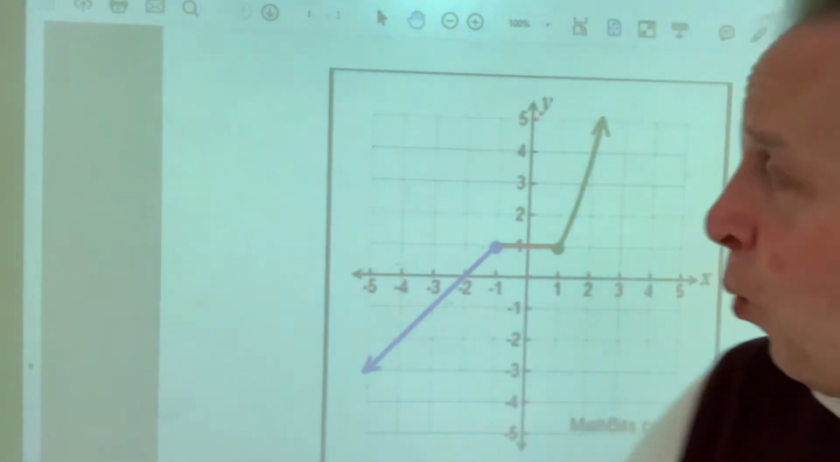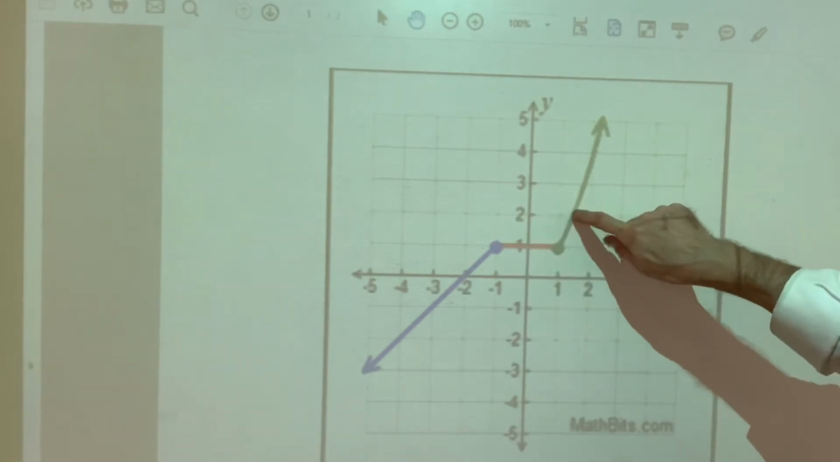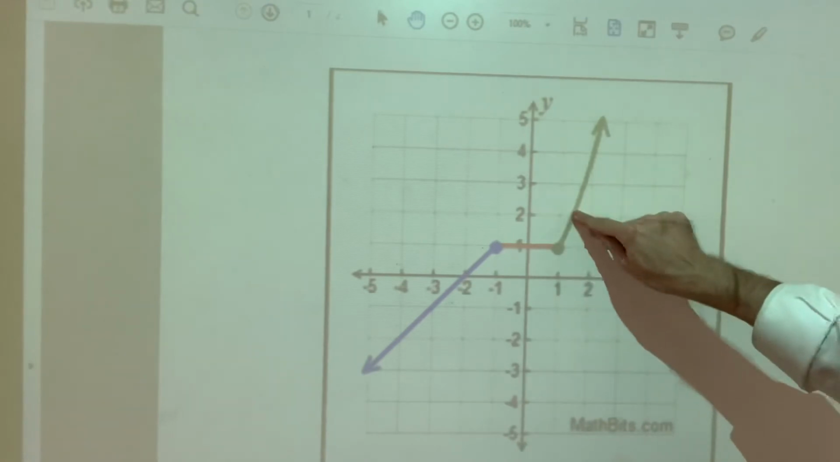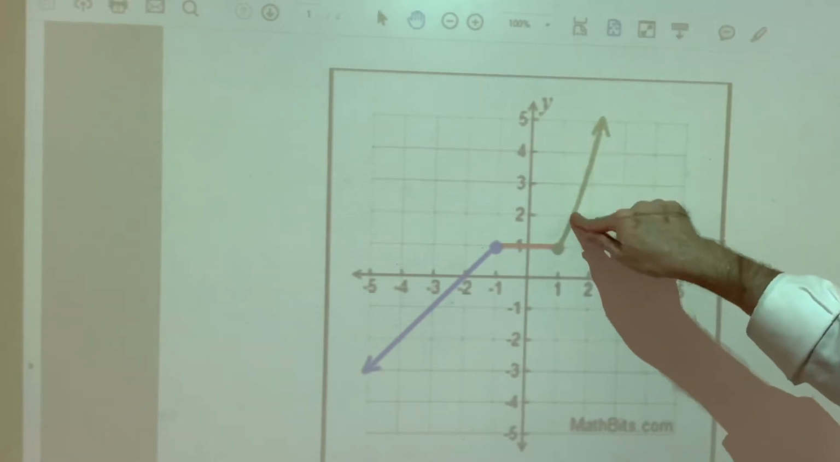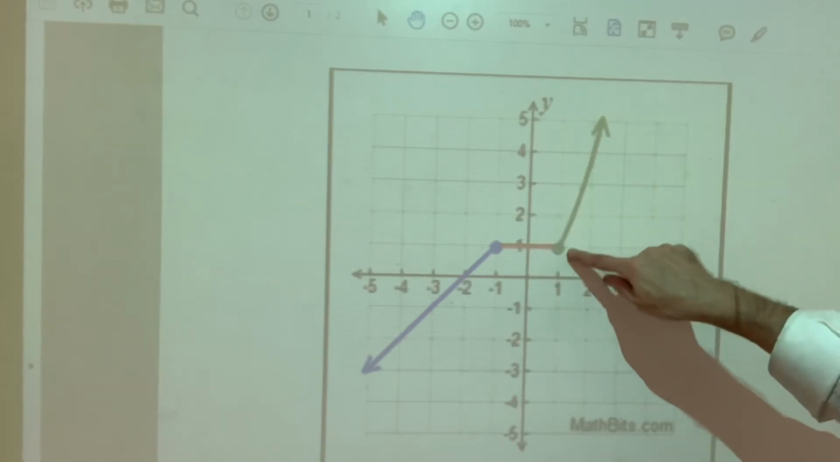That means, where is the output 2? Well, the answer is right here. Looks like about 1.5. Hard to be positive, because it isn't exactly on one of those crosses, but f of x equals 2 at about 1.5.